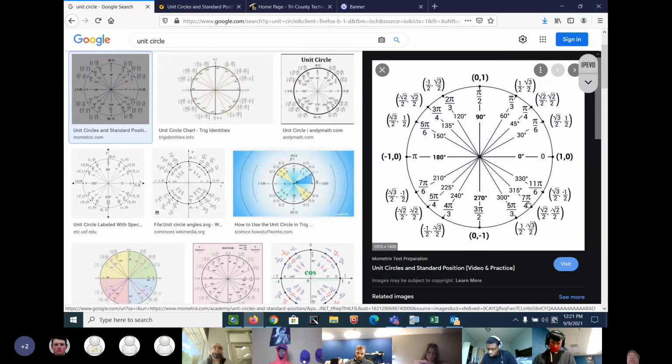Pi over 6, 5 pi over 6, 7 pi over 6, 11 pi over 6. You can start seeing the patterns you can fill out without even memorizing. Question, gripe, complaint.